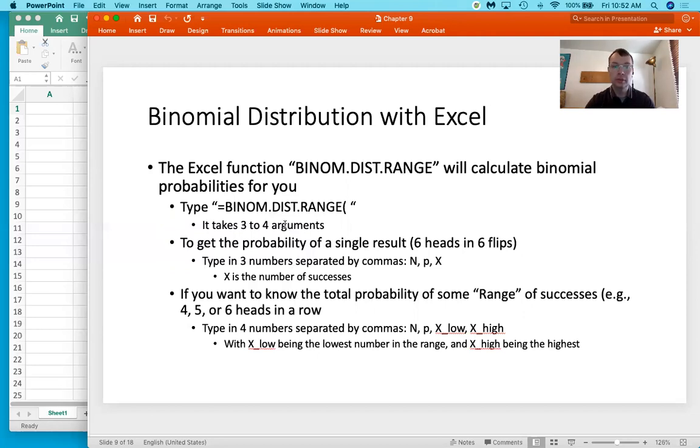This is just some information about how Excel interprets what it calls the arguments. I'm going to use the letter N. That's the first argument to the function, which is the number of trials that we're going to perform. The small letter P is the probability of success on any trial, and X is the actual number of successes that we want the probability of.